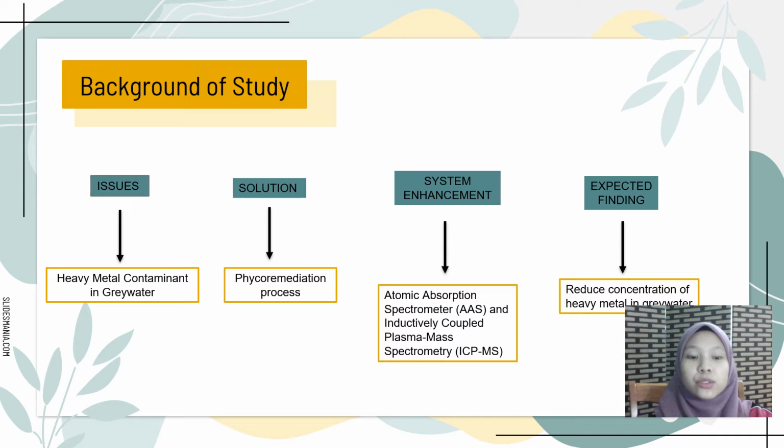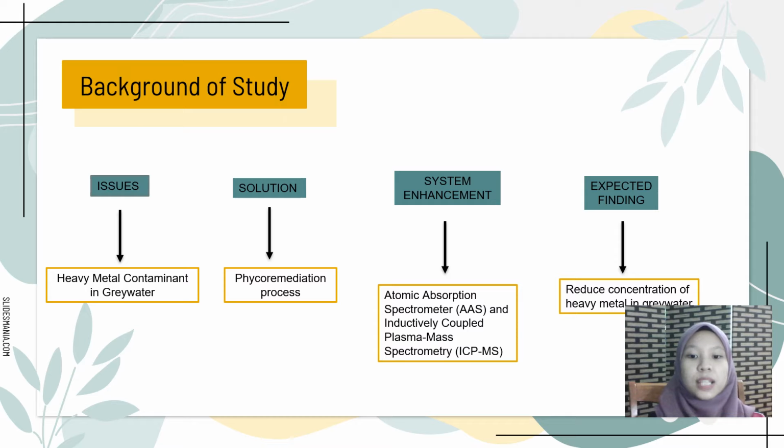Many contaminants in the groundwater, such as greywater and pathogens. So the solution to remove heavy metal in the groundwater is phycoremediation process. Phycoremediation is a process to remove contaminant in the wastewater, such as heavy metal, pathogens, and nutrients by using the microalgae. So in this study, the immobilized microalgae beads are used to remove the heavy metal in the groundwater.